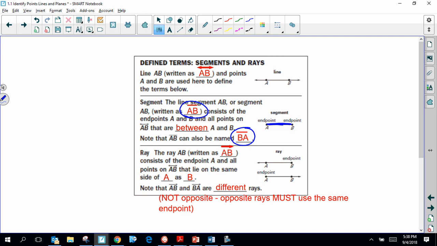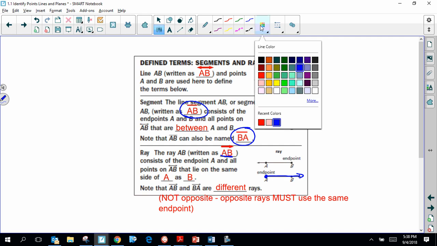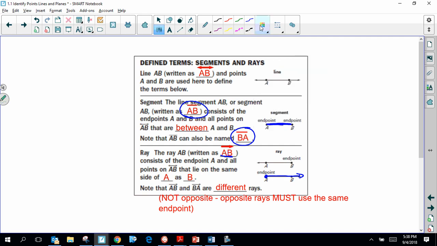With a ray, however, the first point that we use must always be the endpoint, or where the ray starts. So if I say ray AB, I have to start at point A and then go through point B. Whereas if I say ray BA, I have to start at B and then go through A. Note that those two rays are different rays, even though they use the same points.